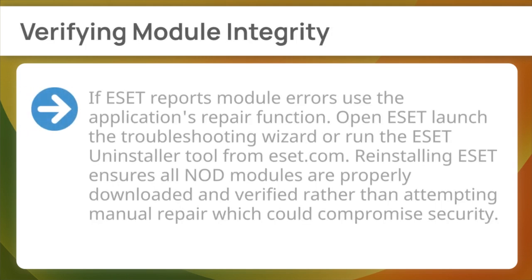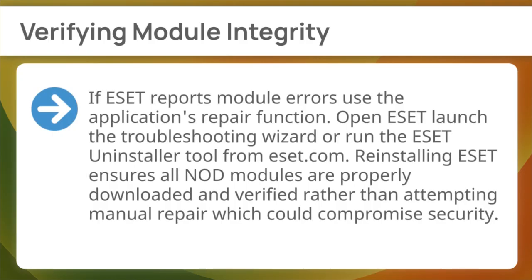Next, verifying module integrity. If ESET reports module errors, use the application's repair function. Open ESET Launch, the troubleshooting wizard, or run the ESET uninstaller tool from ECT.com. Reinstalling ESET ensures all NOD modules are properly downloaded and verified, rather than attempting manual repair which could compromise security.